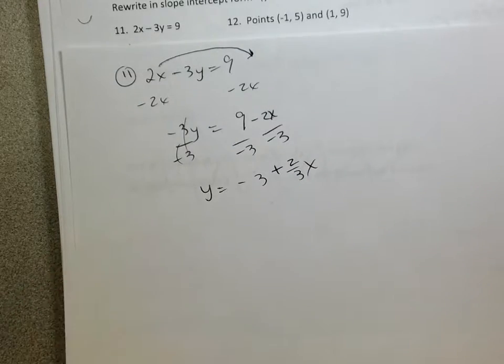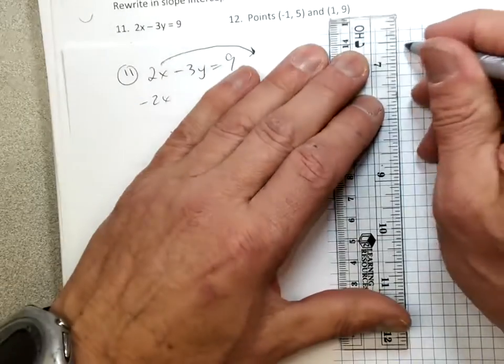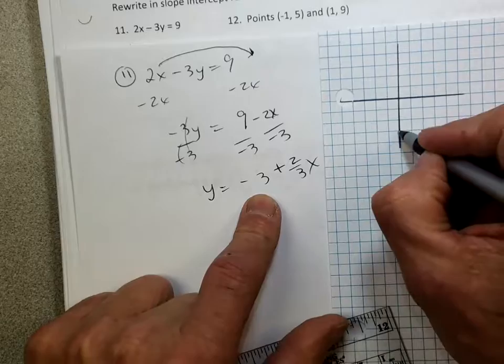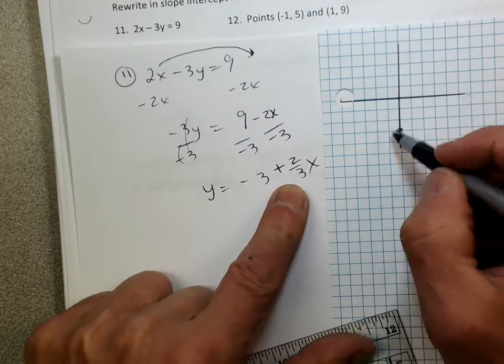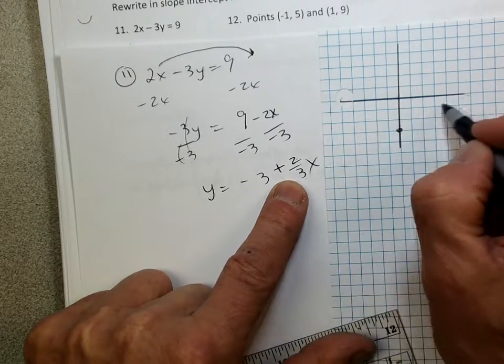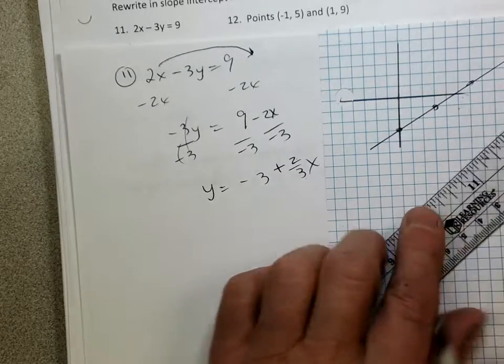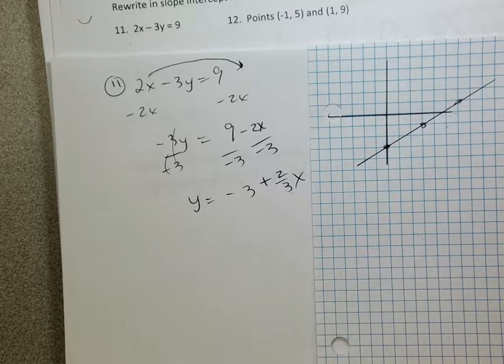All right, time to graph, right? So I get out my graph paper and my ruler, and I'm going to graph this one. I'm going to start at negative 3 on the y-axis. Don't ever start on the x-axis. Always on the y. Slope of 2/3, so I go up 2 over 3, up 2 over 3. Okay? There you go. Easy? Should be. You guys did this in Algebra 1, didn't you?